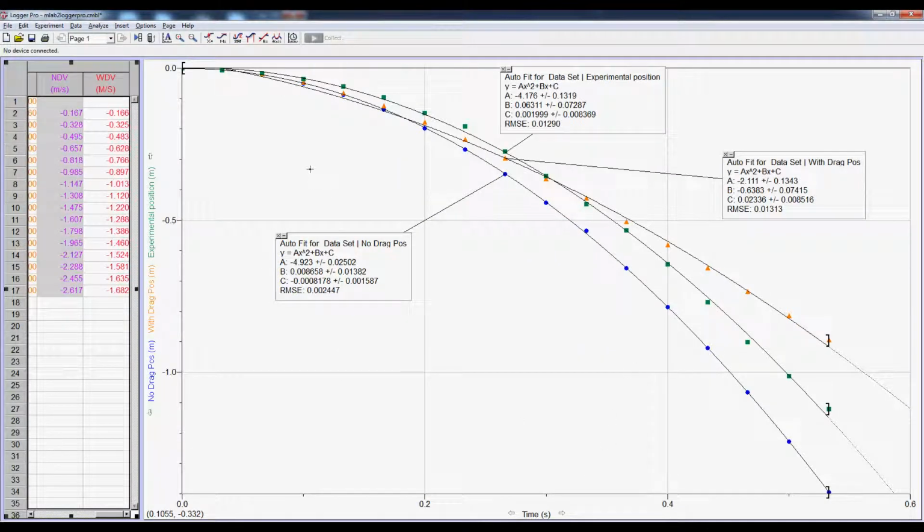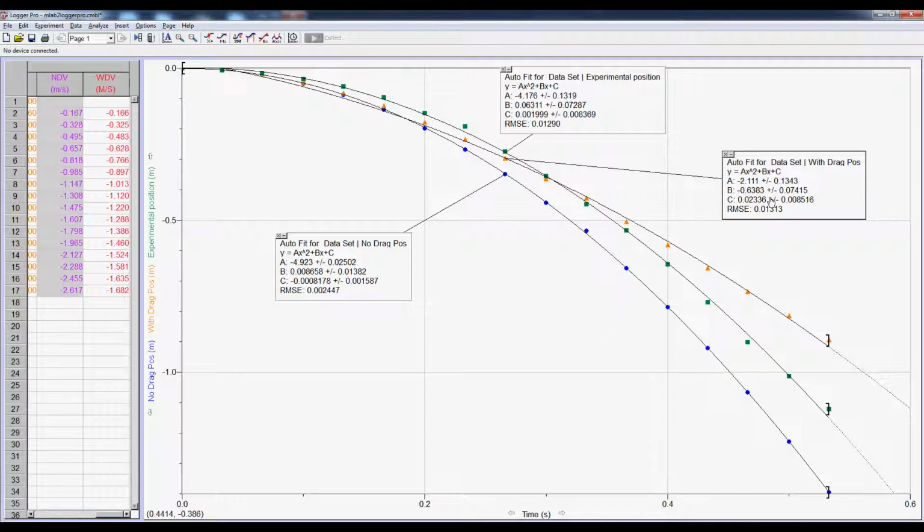This is a comparison of all the graphs put together and plotted on the same graph. Here in blue, you can see the model with no drag. As you can see, it drops much quicker and faster than the experimental model and the model with drag. This is due to the fact that, of course, there is no drag. Drag opposes the gravitational force and thus slows the ball down, whereas in this model, it continuously accelerates downward.